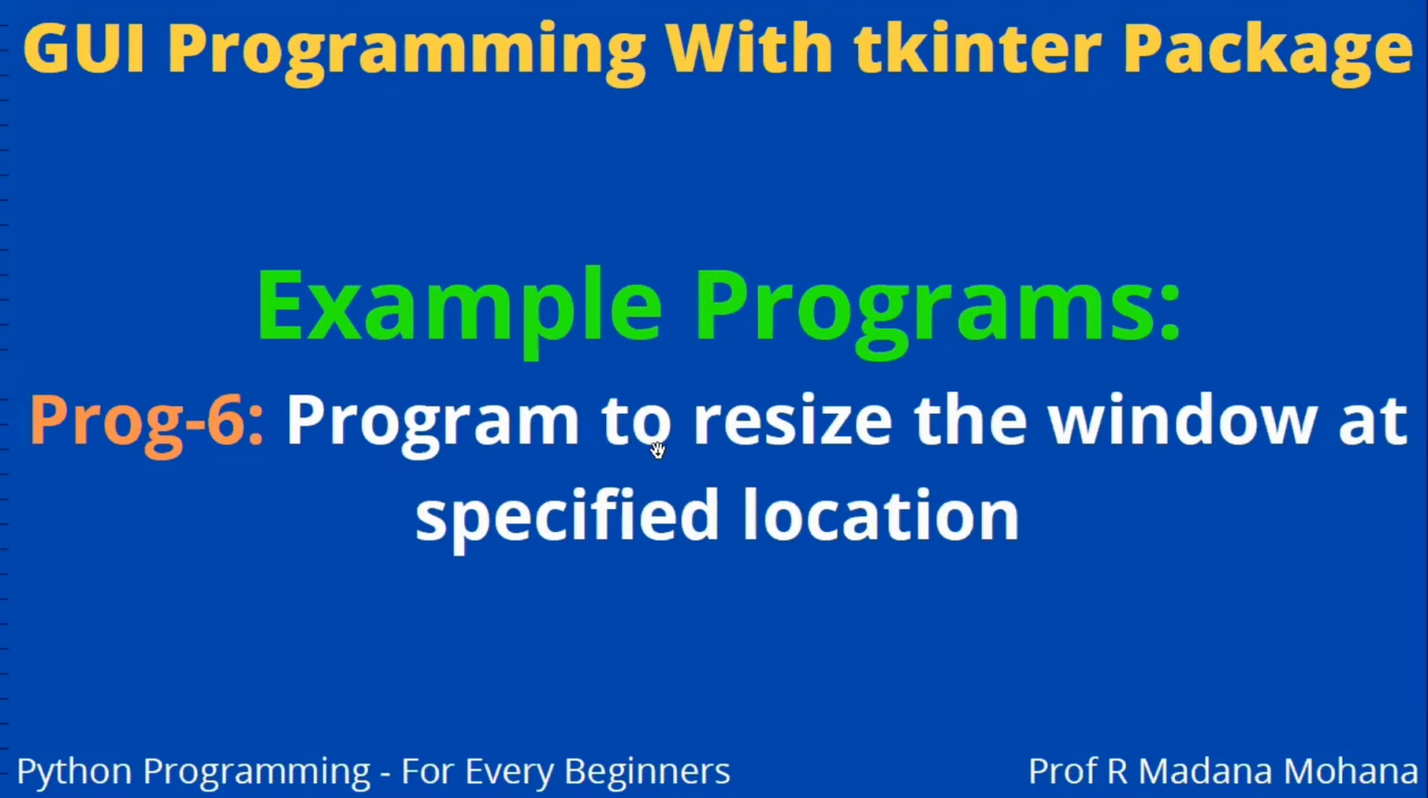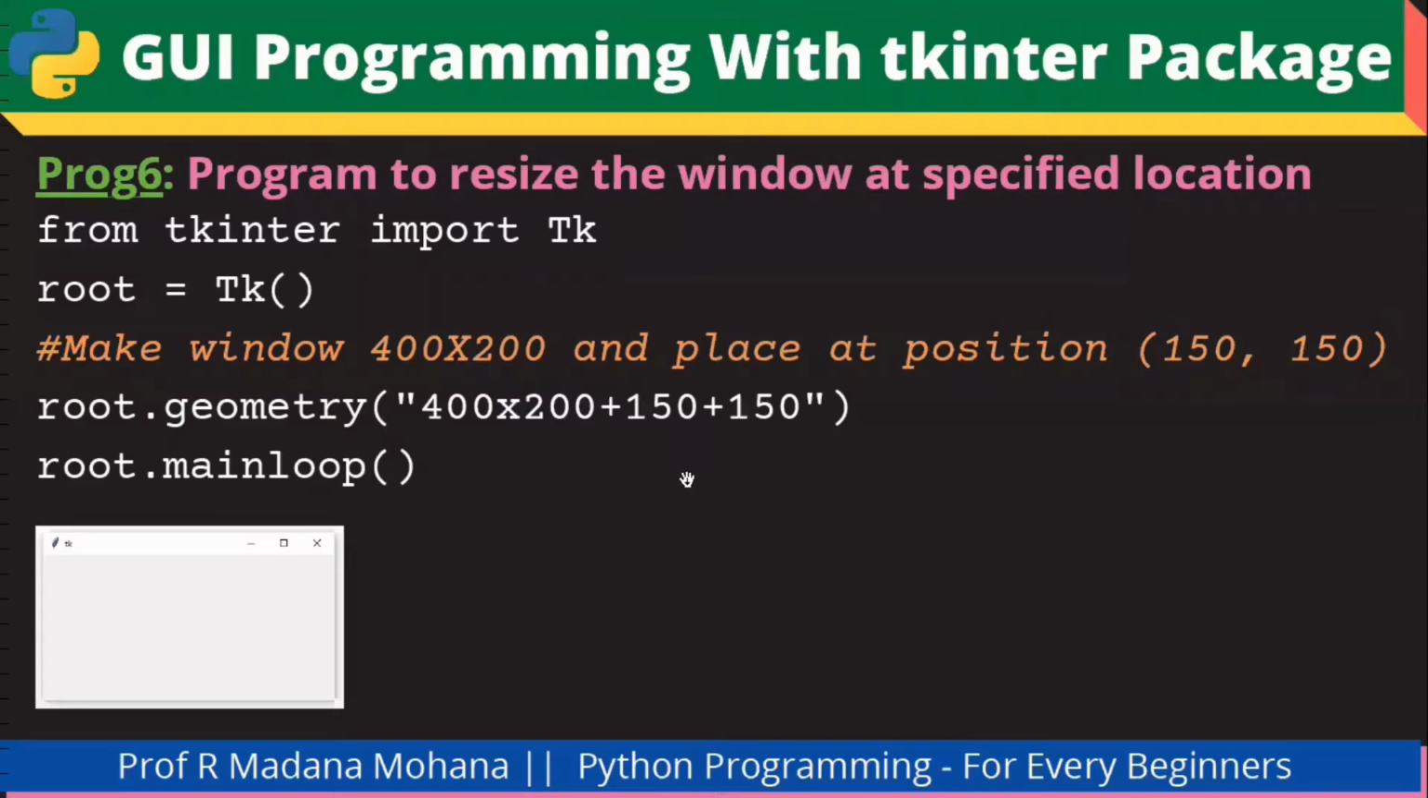The next program: if you want to resize the window at a specified location. Here you can see, here also the Tk class is used. From tkinter import Tk, root equal to Tk. So make the window like 400 by 200 and place it at position 150 in the coordinate system. These are just sample values only. Whatever values you want, you can give your own values. So using the geometry method, you can set these values.